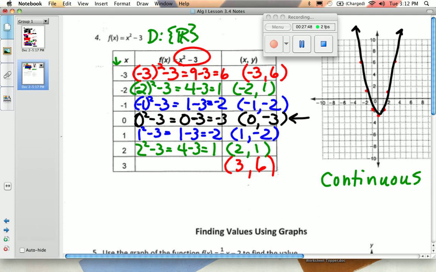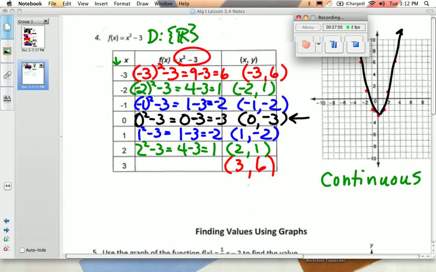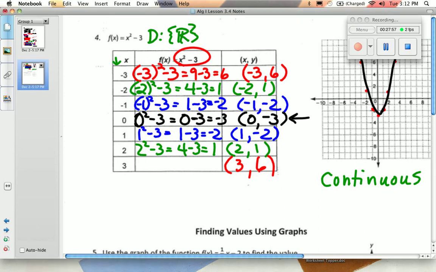Okay, we have one thing left to do, and that is the range. So we're going to look and see, what do we think the range is for this one? -3 is less than or equal to y, which is less than positive infinity. Okay. Everybody agree? Is that a good range?